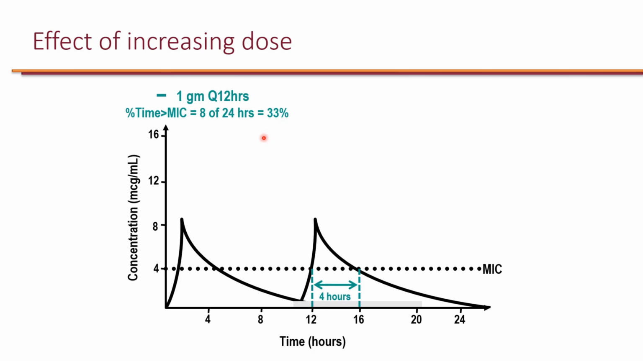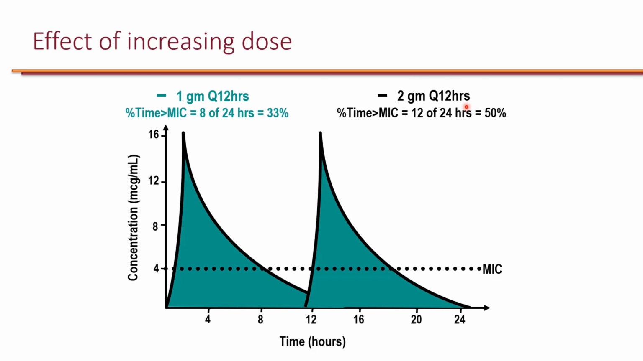Now, what happens if we double the dose? Instead of 1 gram Q12, we do 2 gram Q12 hours. And you can see that you get a much larger peak. However, that doesn't necessarily translate to double the time above MIC. So what happens is that instead of 4 hours above MIC, you get 6 hours time above MIC for each dose. So overall, it's about 12 hours out of 24, which translates into 50% time above MIC. So by doubling the dose, we increase time above MIC.